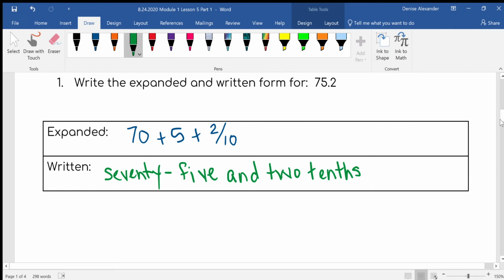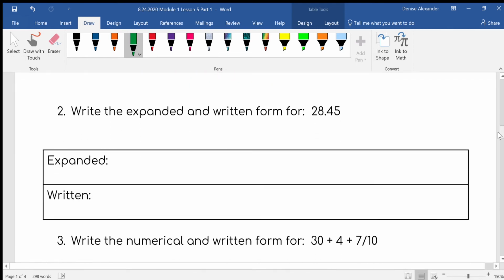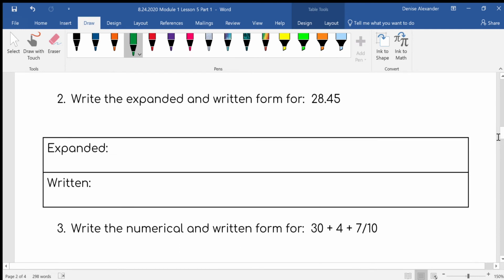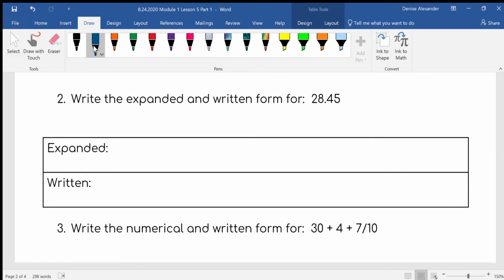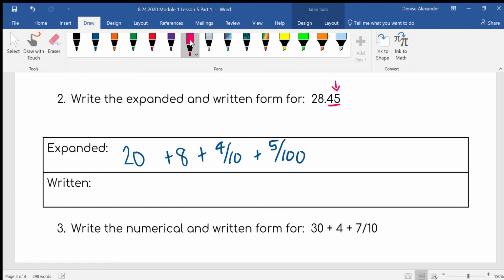We're going to try problem number 2 so we can get practice. Again, it's asking for expanded form, so we're writing it out. So we'll do 20 plus 8 plus 4/10 plus 5/100. Now, when it comes to written form, you guys, we look at these as individual numbers. This one on the decimal side, we're going to look at it as if it's 45 and then write what place value it ends in. So let me show you.